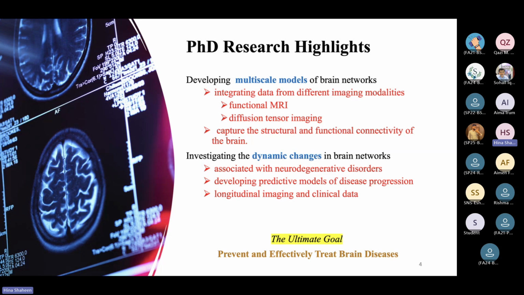So our aim is to investigate the dynamic changes in brain networks that are associated with neurodegenerative disorders such as Alzheimer's disease and Parkinson's disease, because until now there are no drugs to cure Alzheimer's disease patients and also Parkinson's disease. So we aim to develop a predictive model of disease progression by integrating longitudinal imaging and clinical data, since our ultimate goal is to prevent and effectively treat brain diseases.